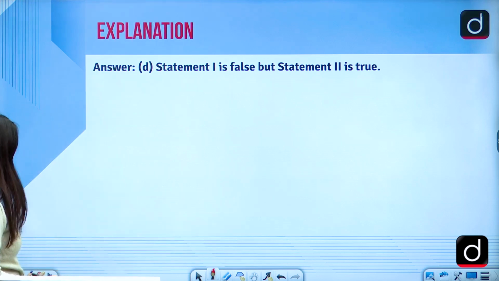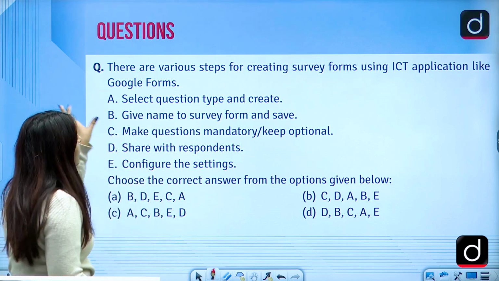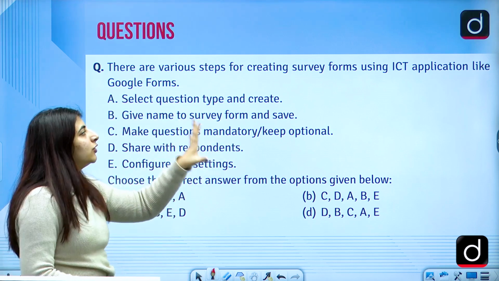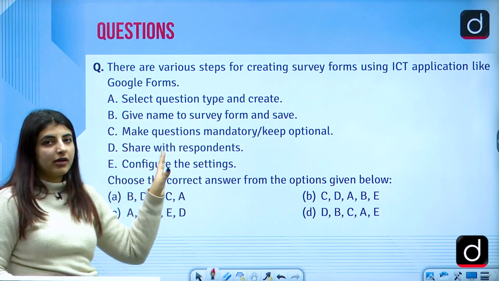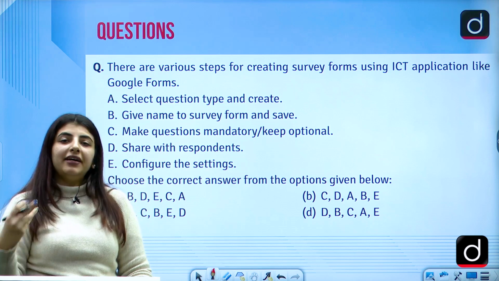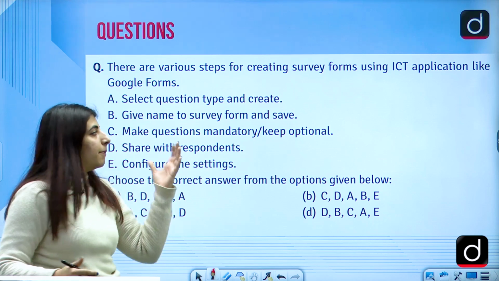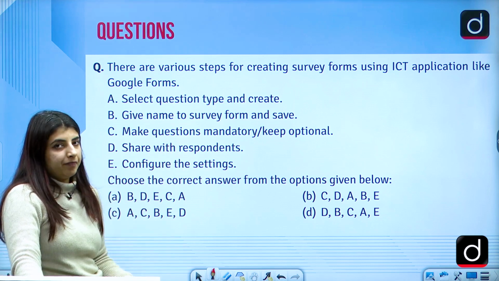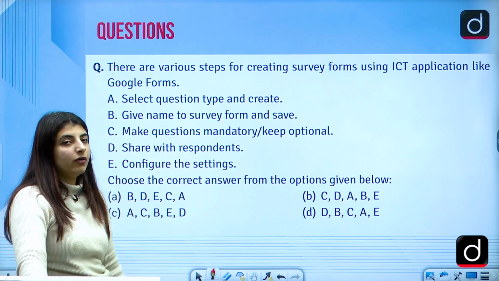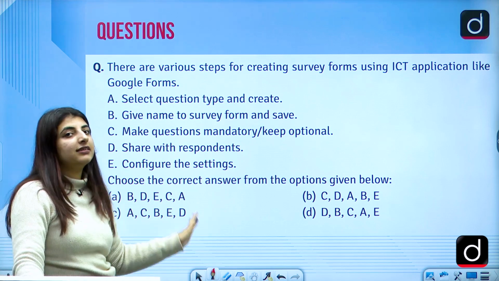Moving forward with the third question. You are supposed to tell me the various steps for creating a Google survey, Google Forms, right, using ICT applications. Some of you might have made Google Forms, some of you might not. So you might try making that. But what is the usual step? How will you create a Google Form? So pause your video, and see which option is correct amongst the 4 of them.